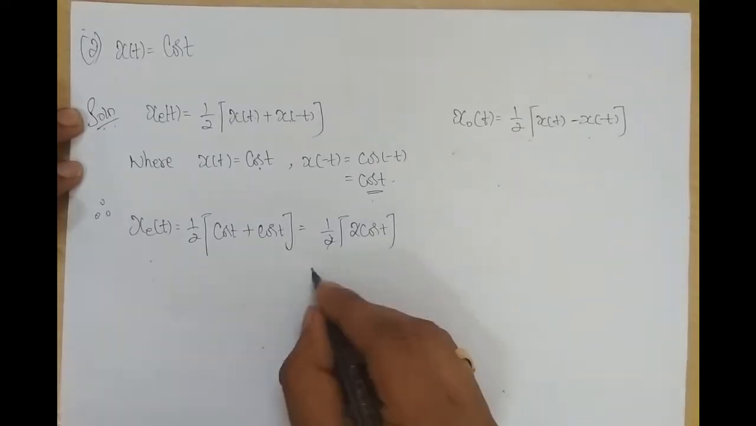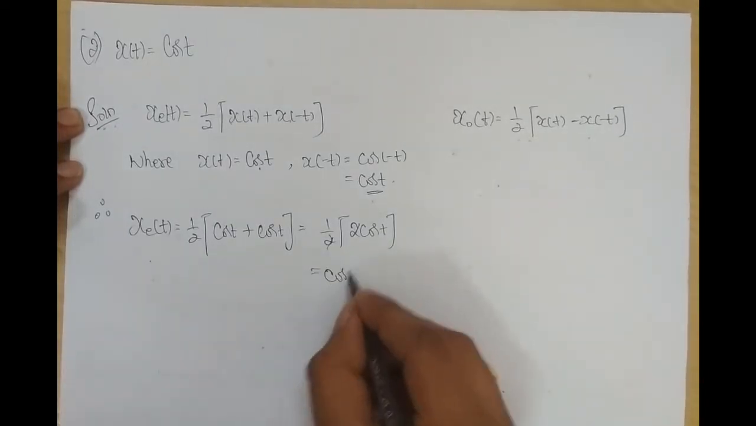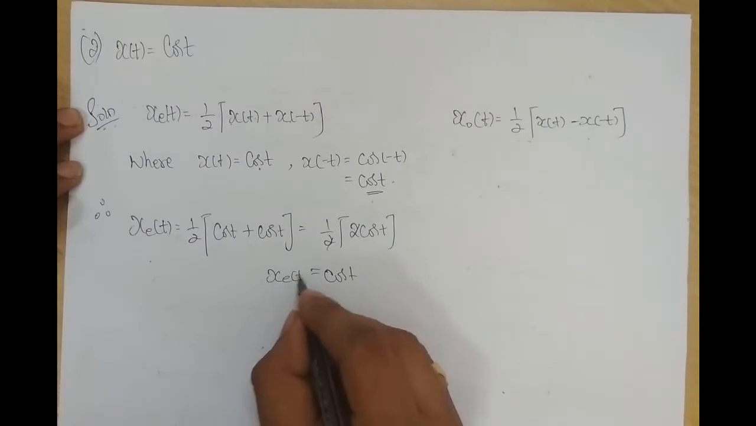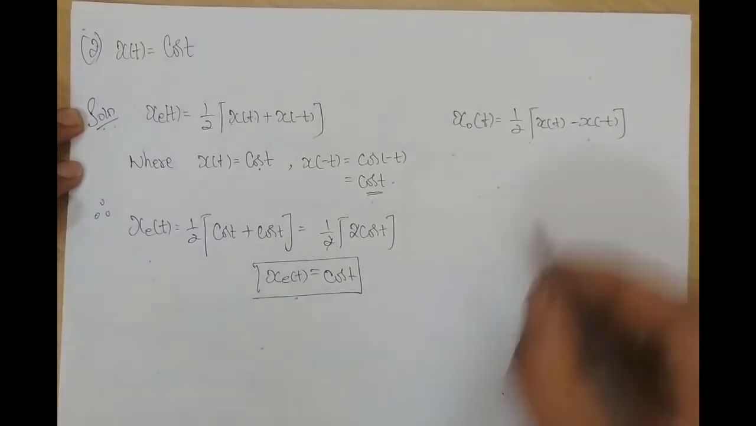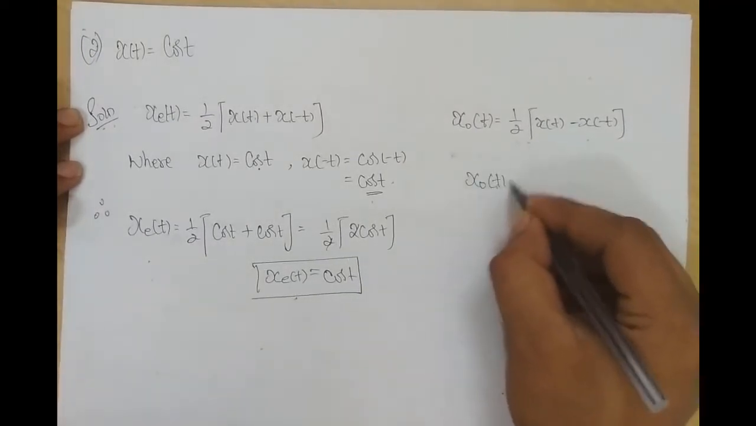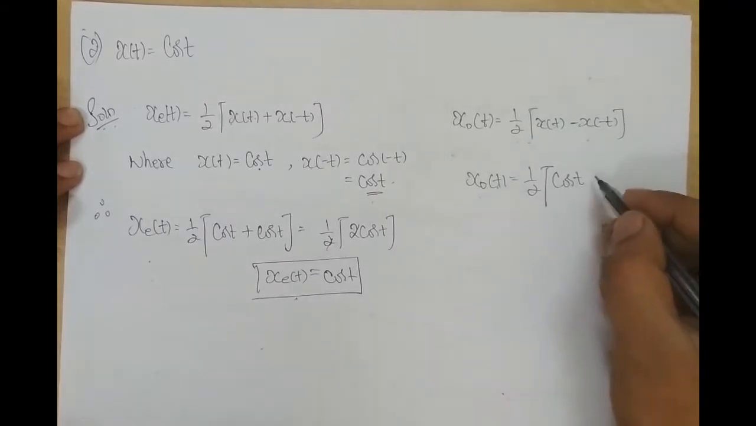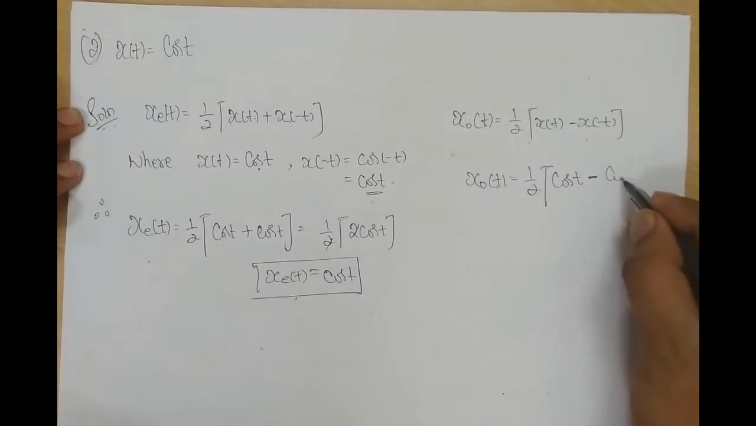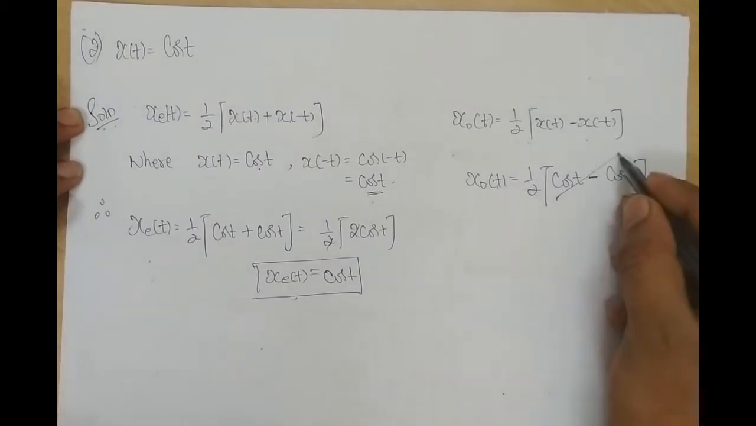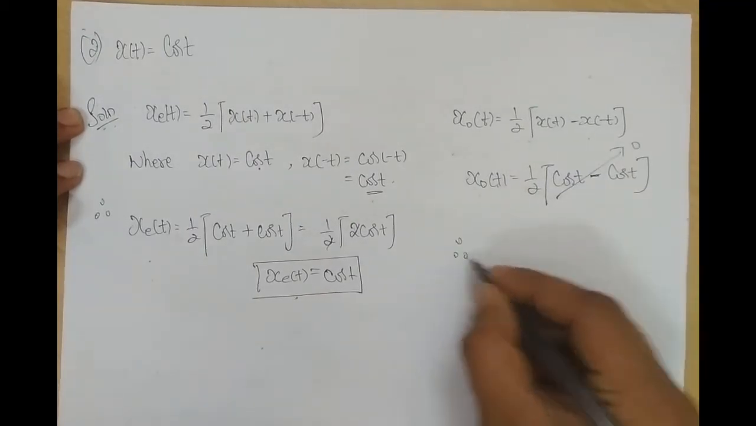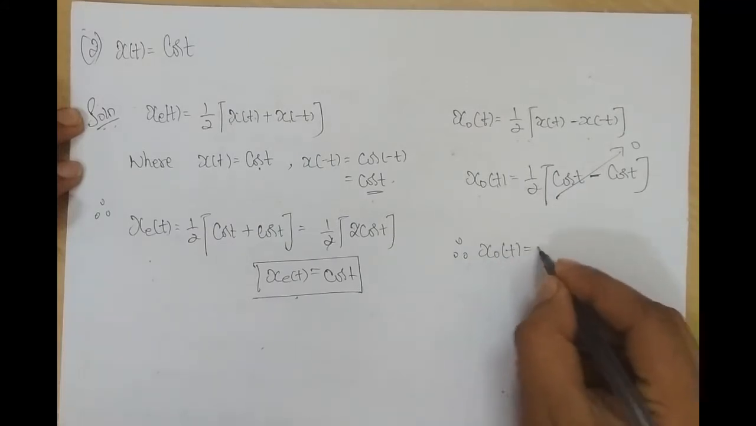So 2 cancels out, so it is cos t itself. So the even component is the signal itself, right? The odd component xo of t is equal to 1 by 2 times x of t, which is cos t, minus x of minus t, which is also cos t. So this is 0. Therefore the odd component xo of t is 0.